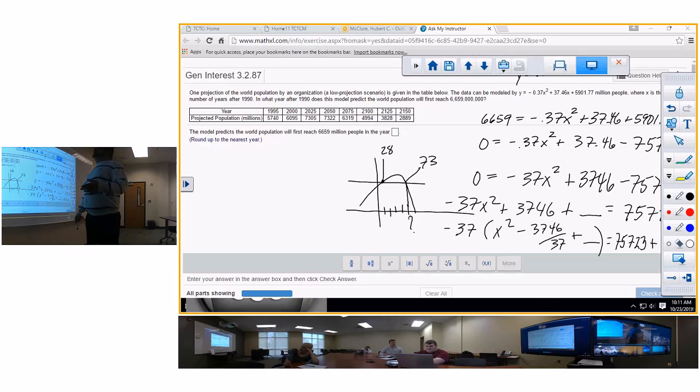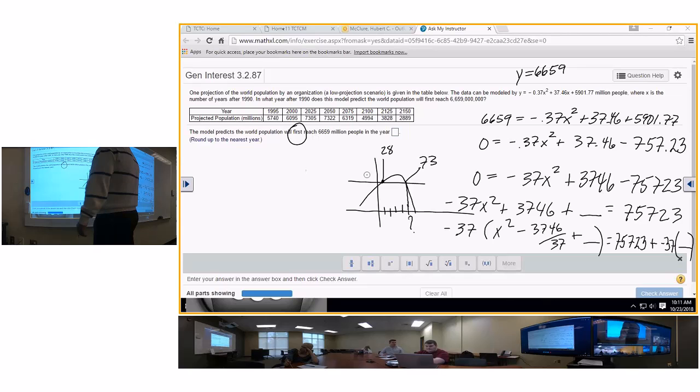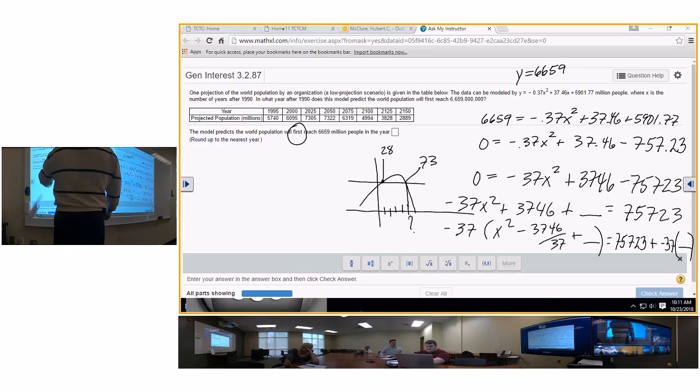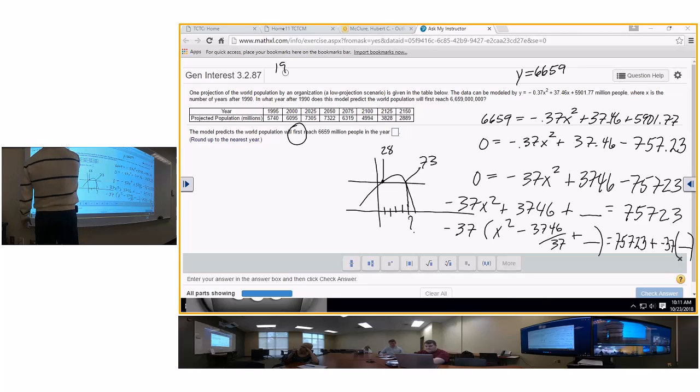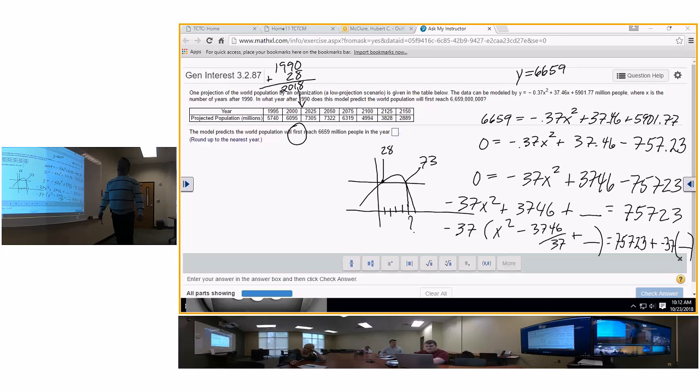It says the model predicts the world population will first reach 65 million in the year. Well, I think X is a number of years after 1990. Somebody take 1990 and add how many years? 28? Somebody tell me what year that is. 20 what? And look at there. It falls right there between 2000 and 2025.